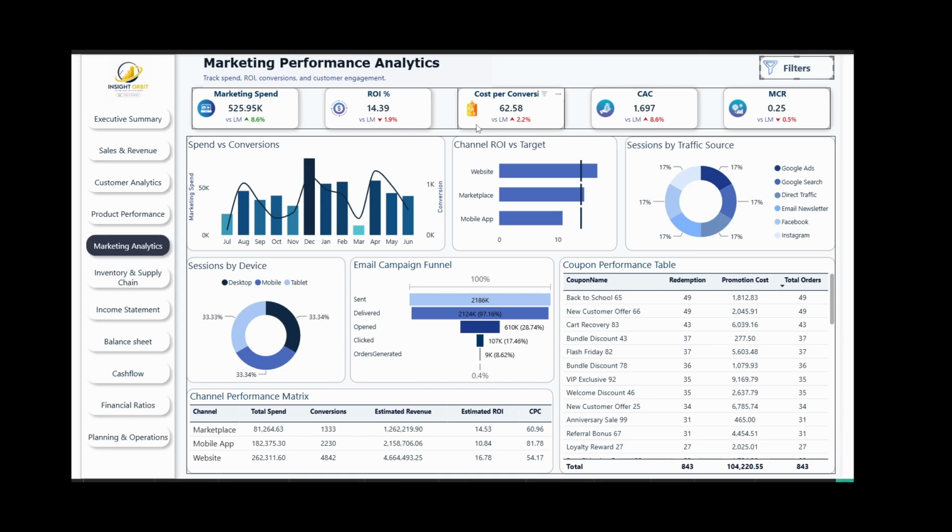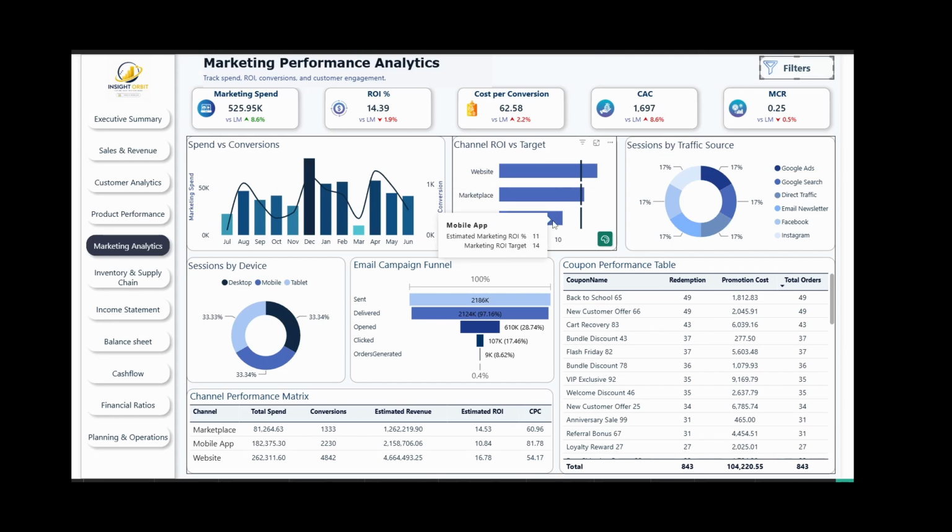The next visual compares the marketing spend with the conversions over time. So this helps to identify whether increasing the marketing investment actually creates more customers and revenue. And this is the channel ROI versus target. It compares the profitability of the different marketing channels. Instead of only looking at the spending, we can understand which channel actually creates better returns.